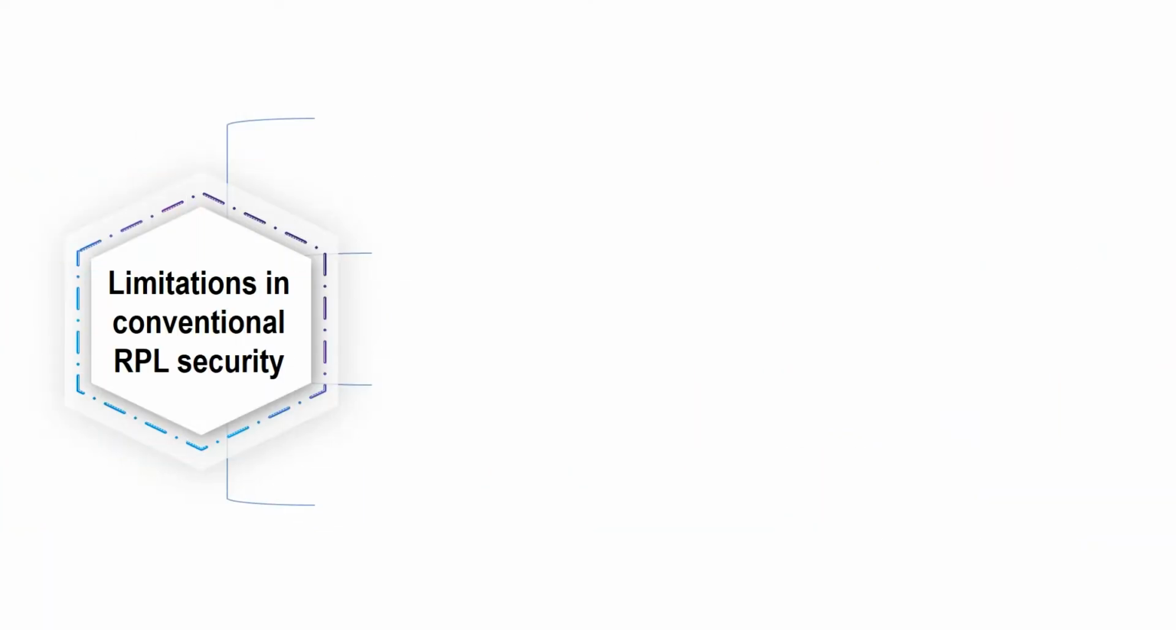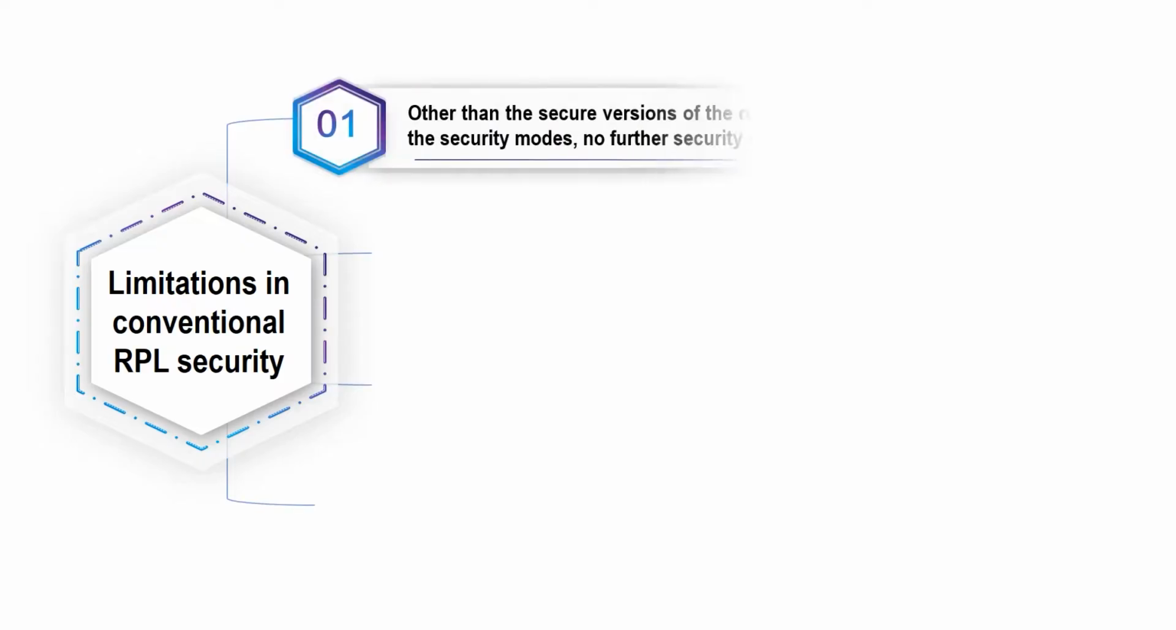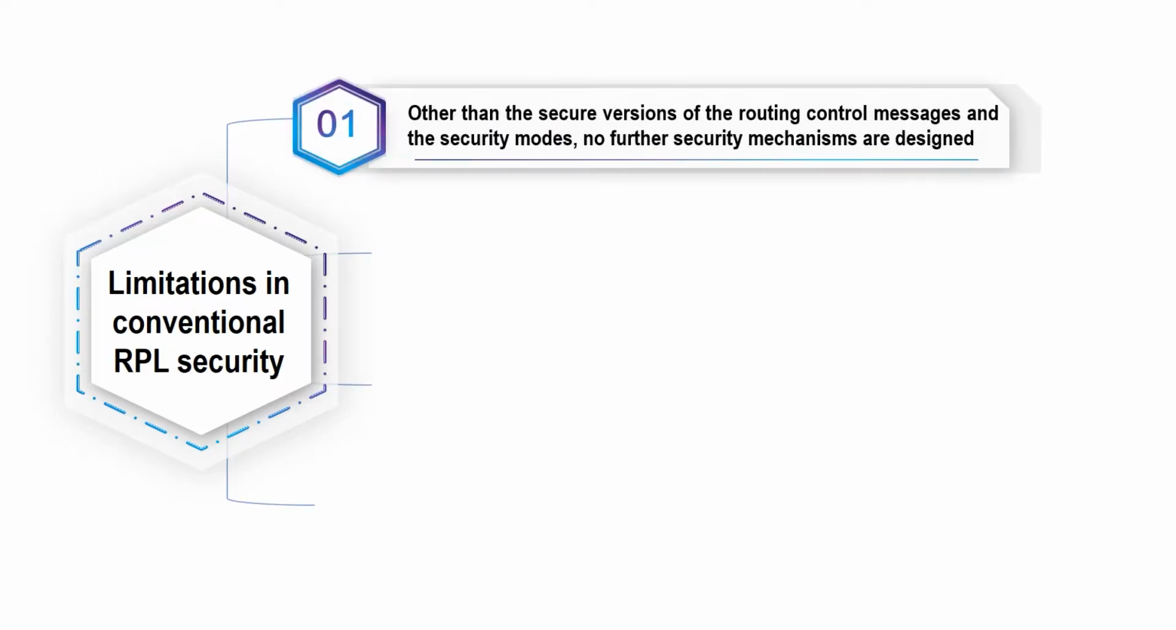Let us analyze the security concerns in RPL now. The RPL specification defines secure versions of various routing control messages as well as three basic security modes, that is unsecured, pre-installed and authenticated. There are a number of limitations in the conventional RPL security. Other than the secure versions of the routing control messages and the security modes, no further security mechanisms are designed in the current version of the RPL protocol standard.